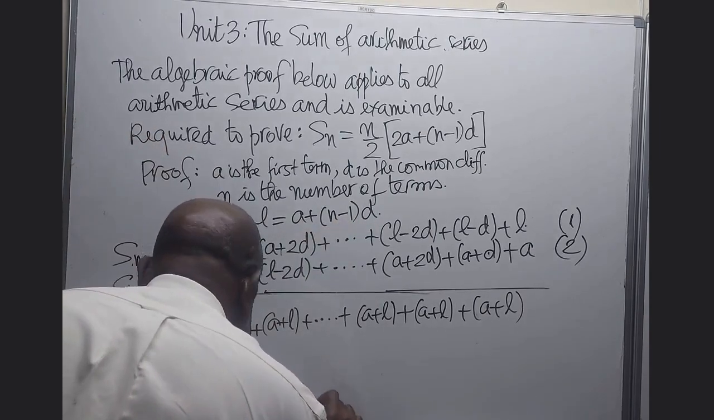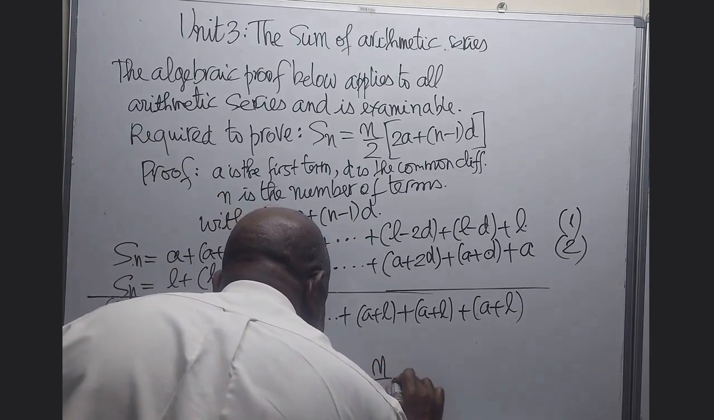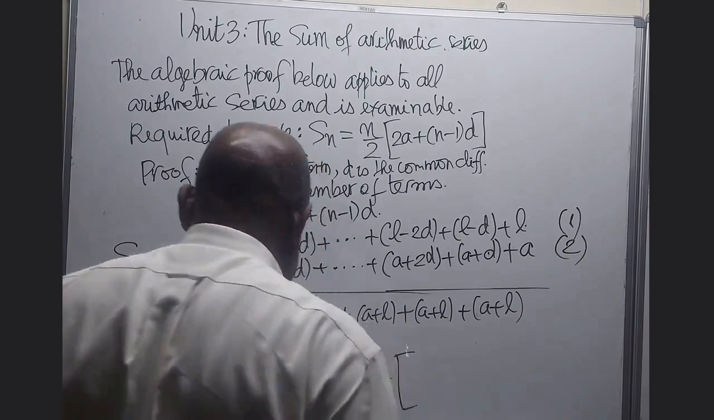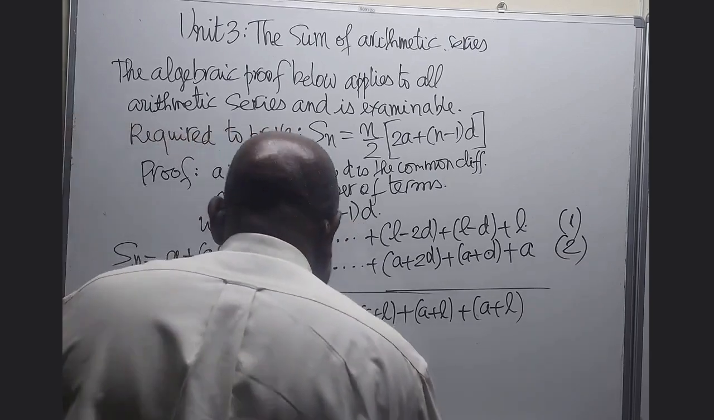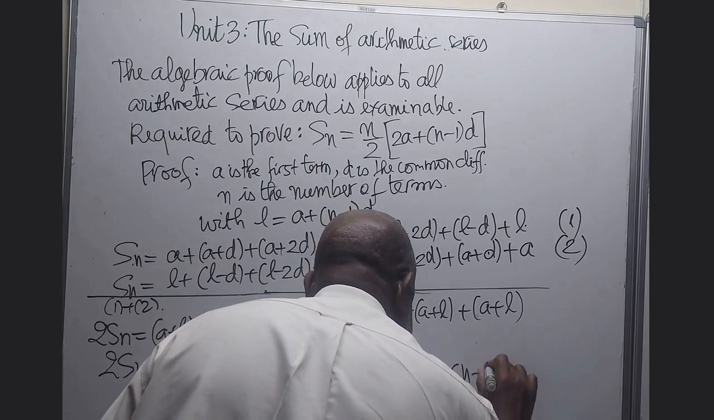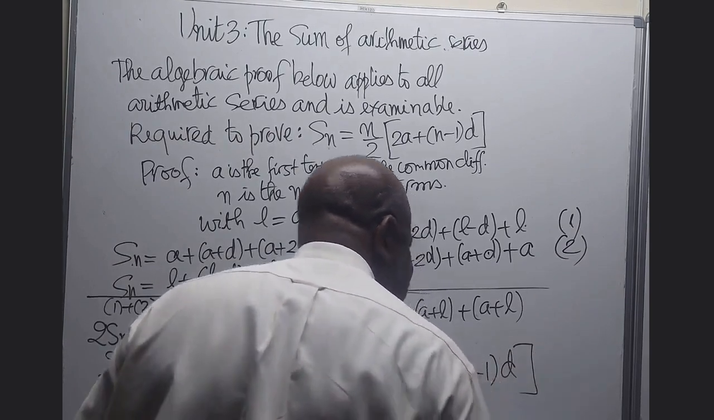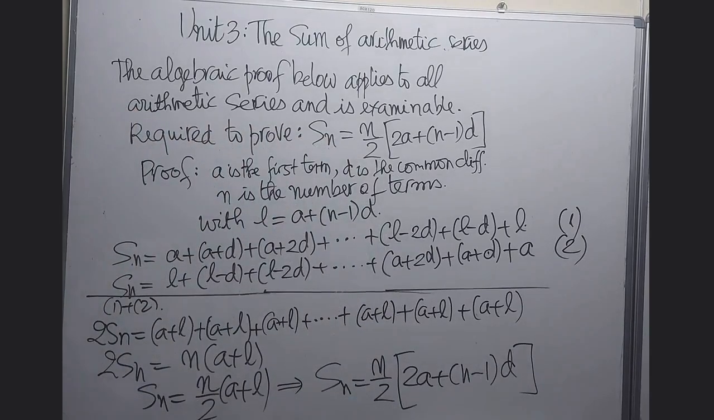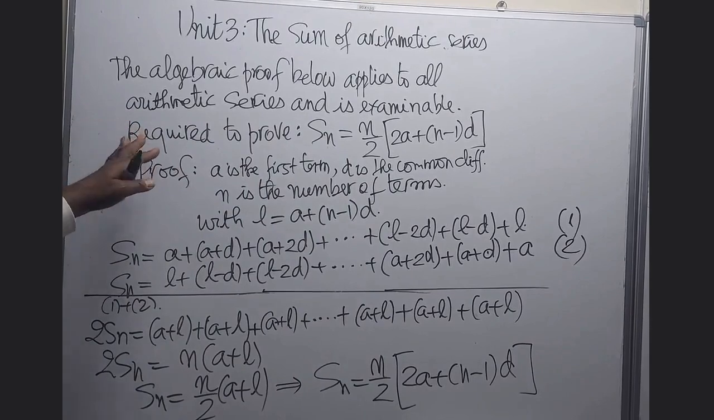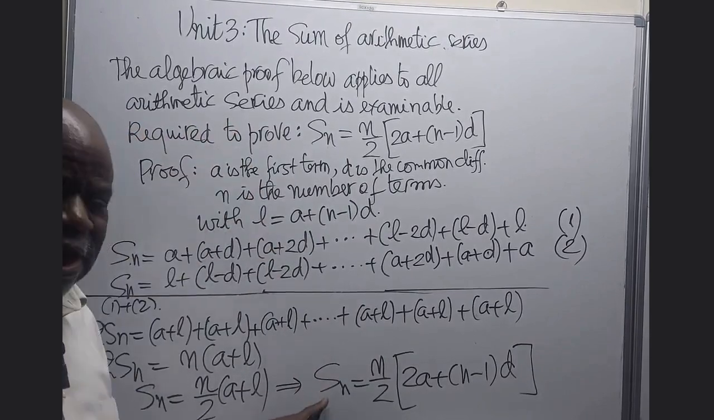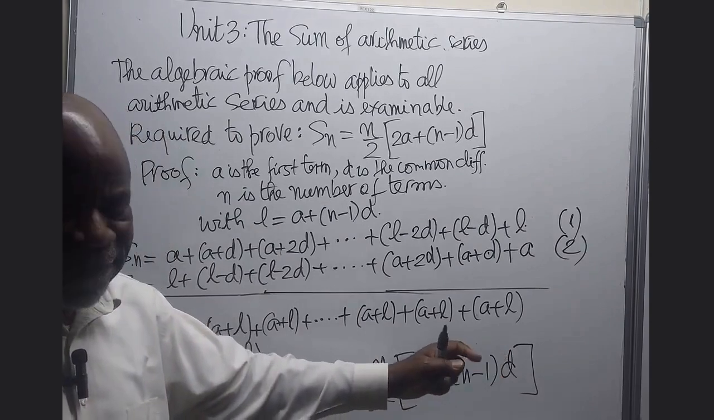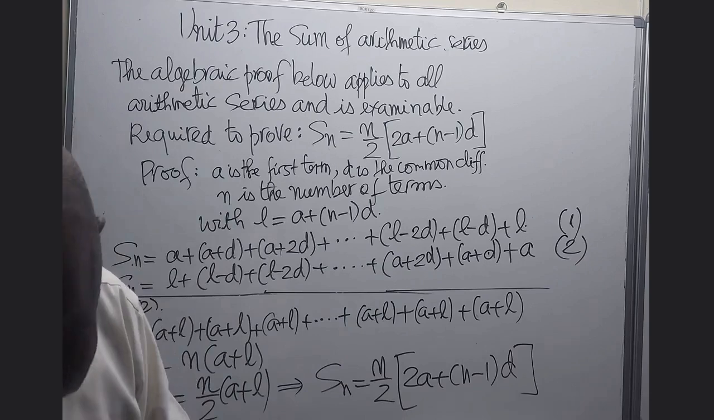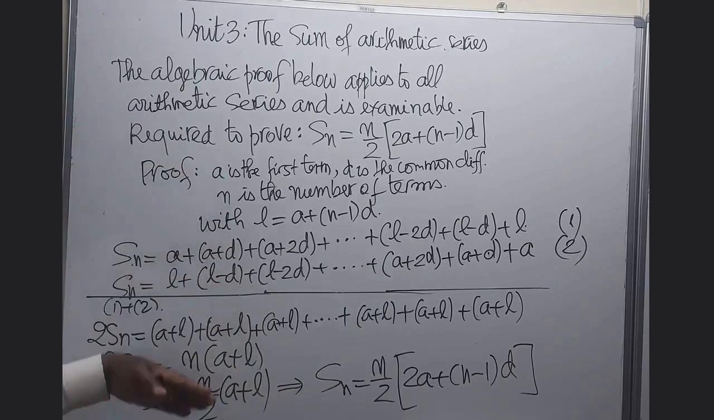So this will imply that Sn will be equal to n over 2. And here L will be replaced by this formula. And then we're going to get 2a plus n minus 1 times d. We have covered the proof. So here's what it was required to prove. We got that Sn is equal to n over 2 times 2a plus n minus 1 times d. So I'm going to clean the board, and then we will continue with some remarks on this particular sum.